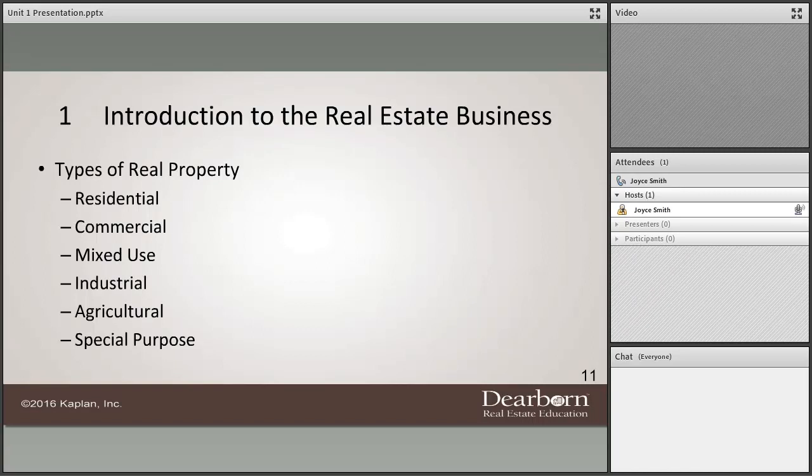Mixed use obviously is mixed because it might have shopping, residential, office, retail, all kinds of things mixed together in a mixed use environment.